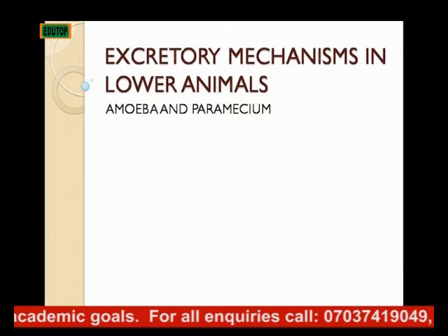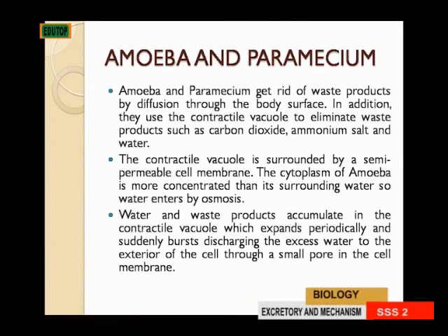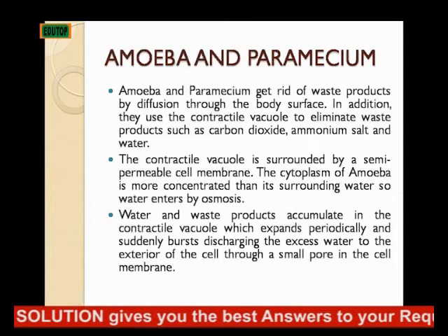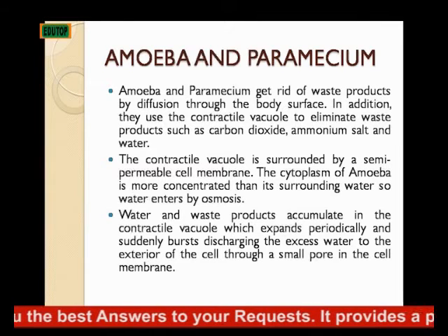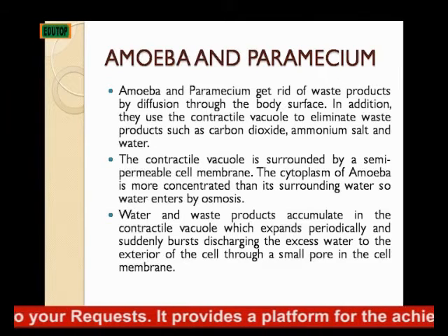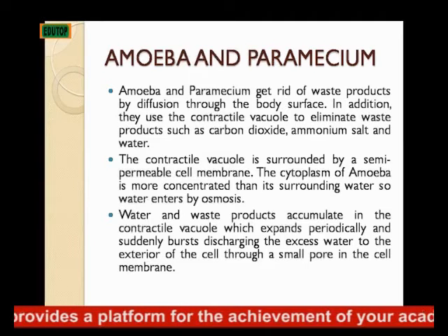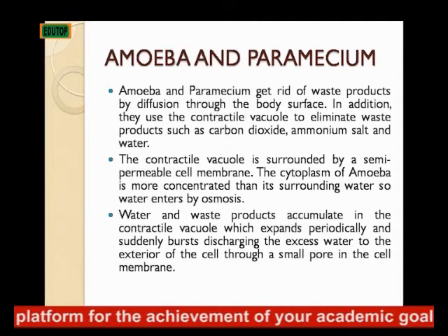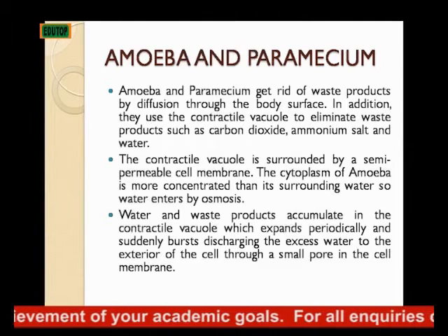And first, I'll be talking about the amoeba and paramecium. Amoeba and paramecium get rid of waste products by diffusion through their body surface. But when this is not enough, they use the contractile vacuole to eliminate waste products such as carbon dioxide, ammonium salts, and water. The contractile vacuole is surrounded by a semi-permeable cell membrane, and the cytoplasm of amoeba is more concentrated than its surrounding water. So water enters by osmosis.